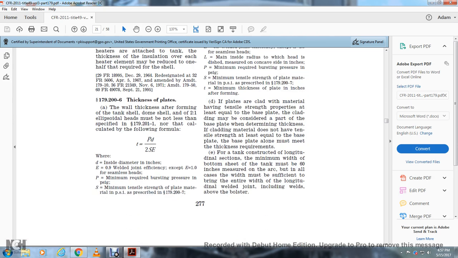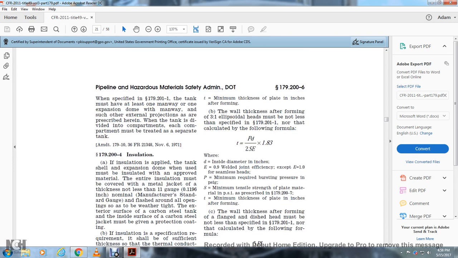The wall thicknesses of formed plates for the tank shell, dome shell, and 2-to-1 ellipsoid heads must not be less than specified in 179.201, nor less than calculated with the following formula. T equals PD over 2SE. D, inside diameter in inches. E equals 9/10 of the welded joint efficiency, except 1.0 for seamless heads. P, minimum required bursting pressure in PSI gauge. S, minimum tensile strength of plate material in PSI as prescribed in 179.207. T, minimum thickness of plate after forming.